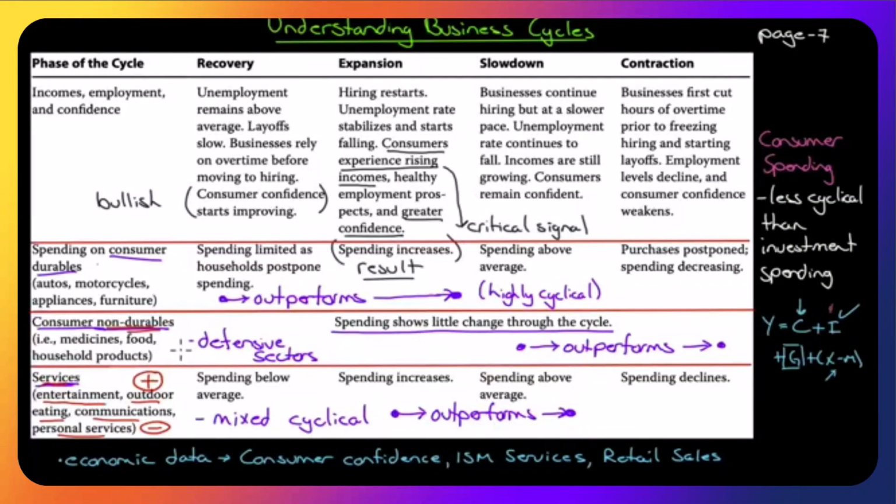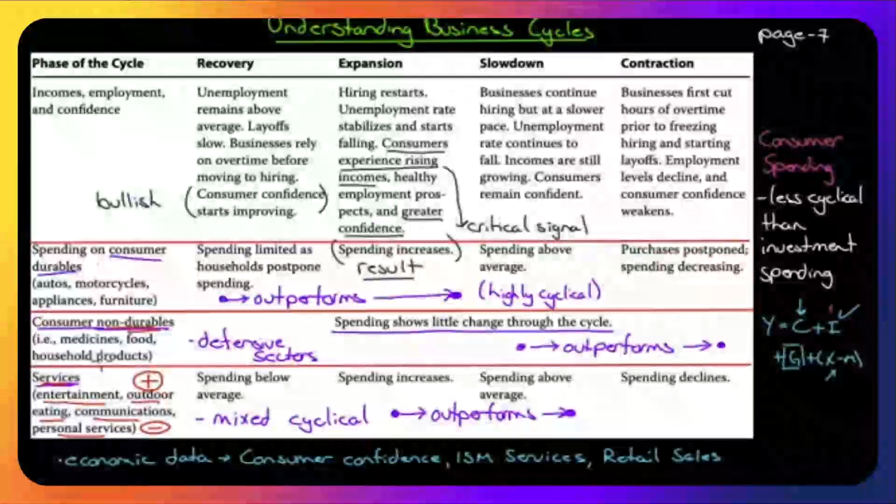Consumer non-durables are things that you really don't have any choice on, also called non-discretionary, meaning you don't have much discretion over whether you want to buy it or not. Examples: medicines, food, household products. You can think of toothpaste, shampoo, soap, things like that. You don't really have a choice. You have a choice about the brand, but you got to buy something, right?